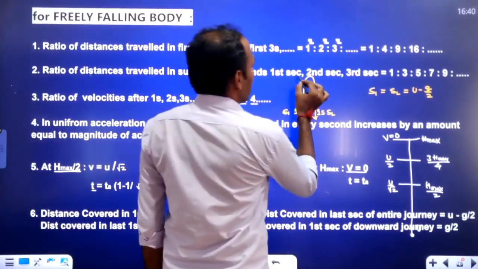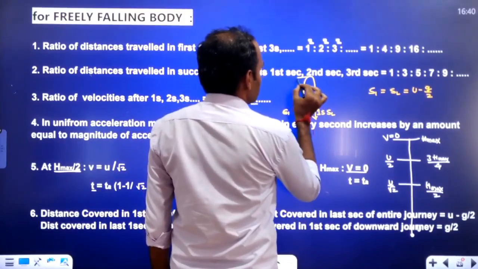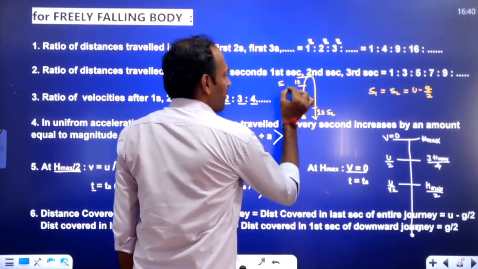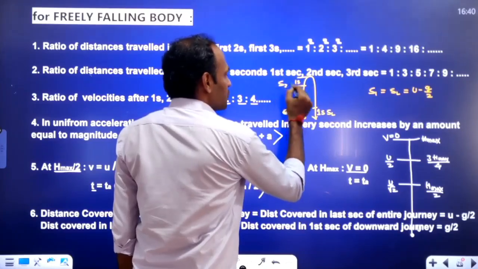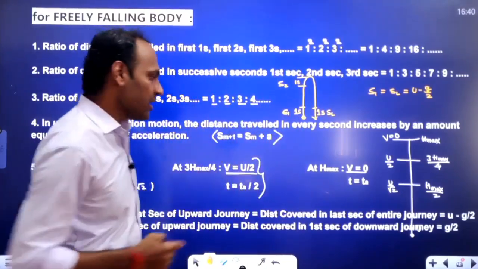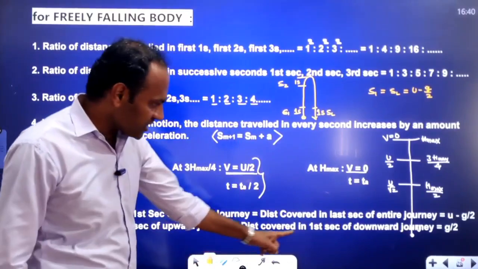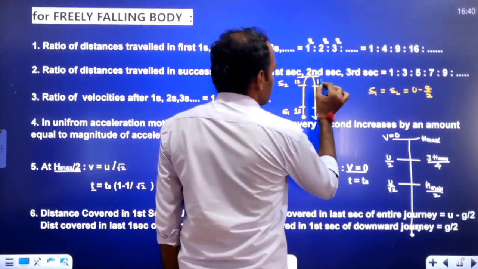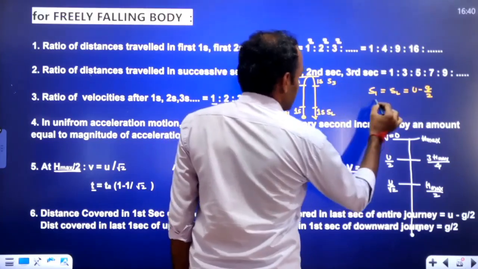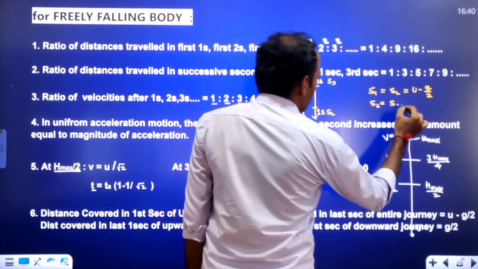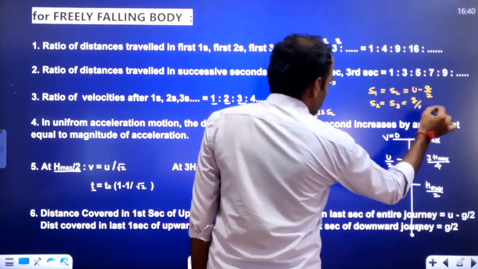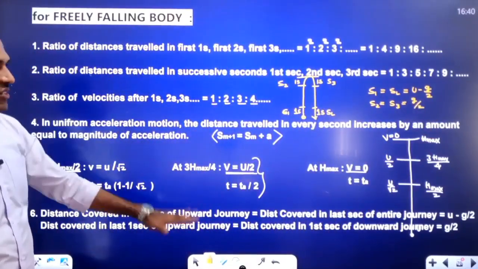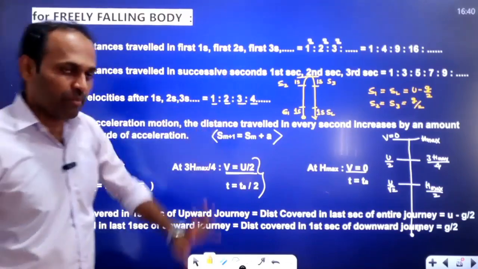Okay, the last 1 second of the upward journey, it comes here. This is the last 1 second. I will call it S2, the last 1 second of the upward journey. And that will be equal to the distance covered in the first 1 second of the downward journey, which I will call S3. These both will be equal. S2 is equal to S3 and these both will be equal to g by 2, right? So these are the points which you have to remember, especially remember the ratios.